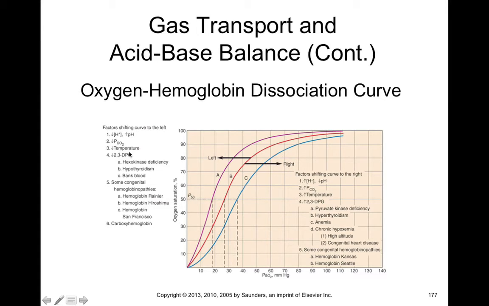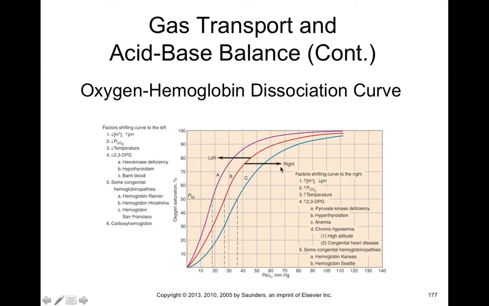So if the blood becomes cooler, then hemoglobin is less likely to release oxygen in the bloodstream, so you get a left shift. Now, some other factors too would be hormones like 2,3-DPG, which is released under certain conditions. There are other congenital disorders as well that can lead to left shifts, like hemoglobin Rainier, hemoglobin Hiroshima, and hemoglobin San Francisco. These are all congenital and heritable disorders of hemoglobin, where hemoglobin is less likely to release its oxygen into the bloodstream.